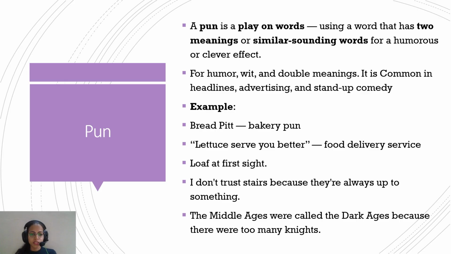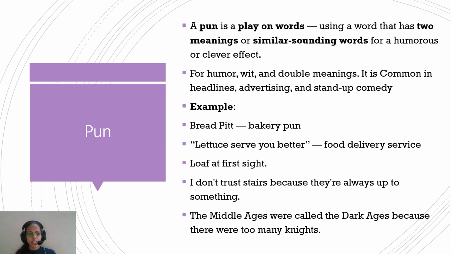So the first word, lettuce. Lettuce is a vegetable of the cauliflower family that you get served in a McVeggie burger. I'm sure you're aware of lettuce. So here, "let us" and "lettuce." That's the word play, and they have used the word lettuce replacing "let us" and evoking a humorous effect. So like a food delivery service has used this line, "Let us serve you better." So they might be serving burgers and all.